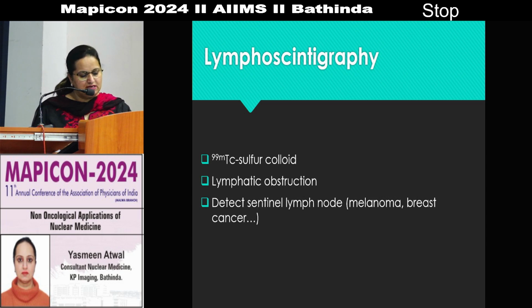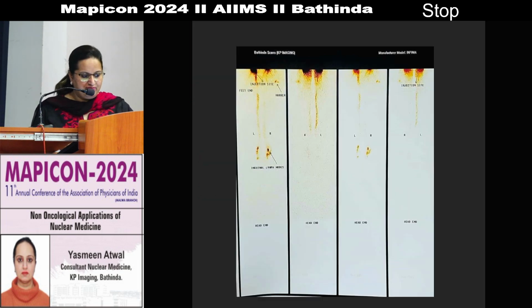And last but not the least, we have the lymphoscintigraphy for staging the lymphedema in the patients, lymphatic obstruction. We give pedal injections of sulfur colloid, and then we image the patient. This was a normal one. The lower side is the head end, and the upper side is the foot end. We see increased activity in the foot end, and we see inguinal lymph nodes labeled. It reaches the inguinal lymph nodes in the first image itself. So it shows us that it is a very normal scan.